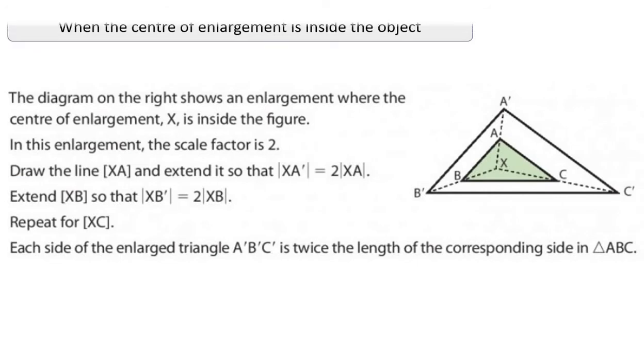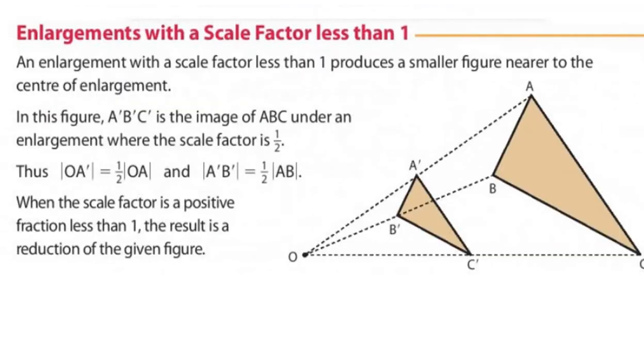The center of enlargement can also be within the shape. It doesn't have to be outside the shape. And in this case, it's in the center of the triangle ABC, and the enlarged image is A', B', C', which is outside or on top of the original object. And the scale factor is less than 1. The resulting image is smaller than the object. So in this case, we have a scale factor of 1/2. So the image is half the size of the object.